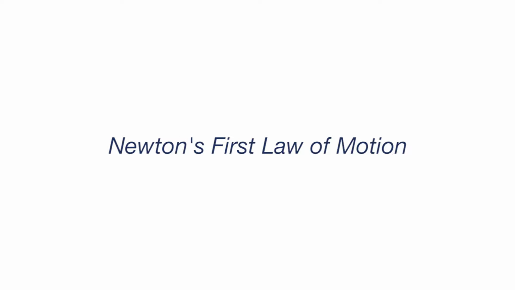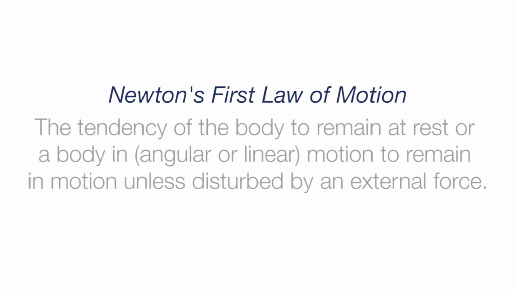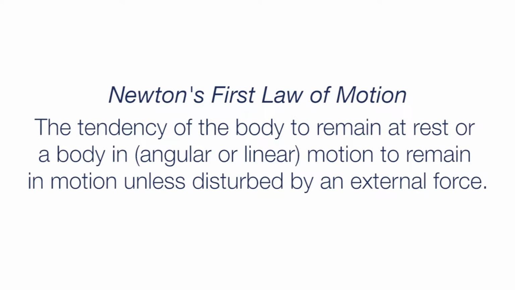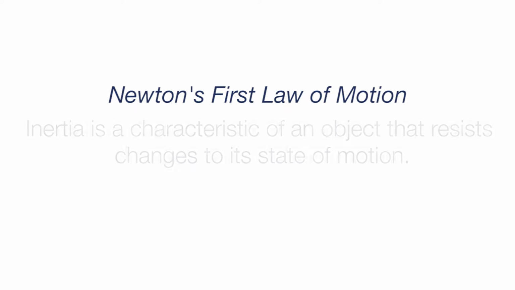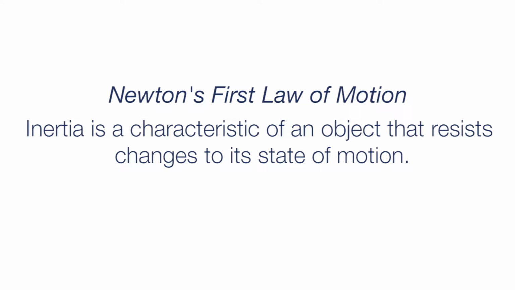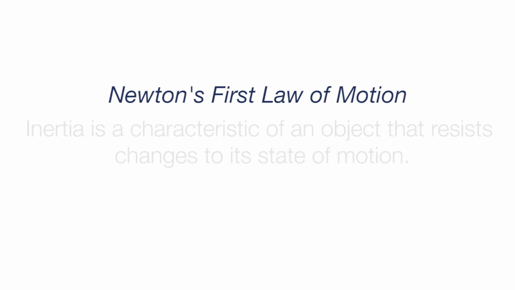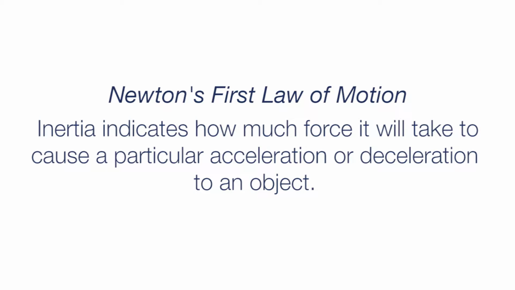Inertia. Newton's first law of motion. The tendency of the body to remain at rest, or a body in angular or linear motion to remain in motion unless disturbed by an external force. Inertia is a characteristic of an object that resists changes to its state of motion. Inertia indicates how much force it will take to cause a particular acceleration or deceleration to an object.